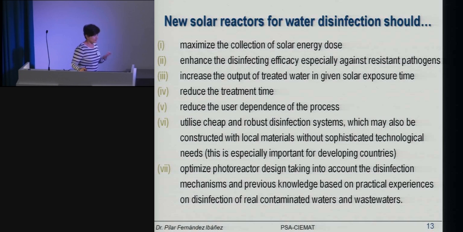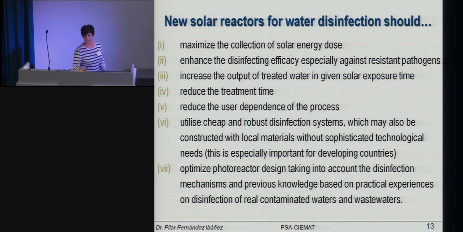So, how do we approach this problem? What are the things we want to do, based on our knowledge, to improve solar disinfection with reactors at a reasonable cost? We want to maximize the collection of solar energy dose in a short time, to enhance the disinfection efficacy, especially against resistant pathogens, increase the output of treated water at a given solar exposure time, reduce the treatment time, and of course reduce the user dependency of the process. We also want to utilize cheap and robust disinfection systems, which may be constructed with local materials without sophisticated technological needs, and optimize photoreactor design, taking into account the disinfection mechanism.